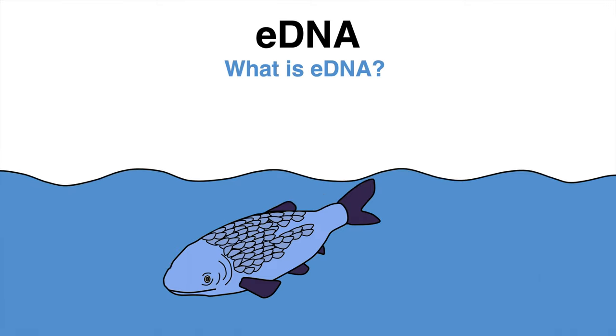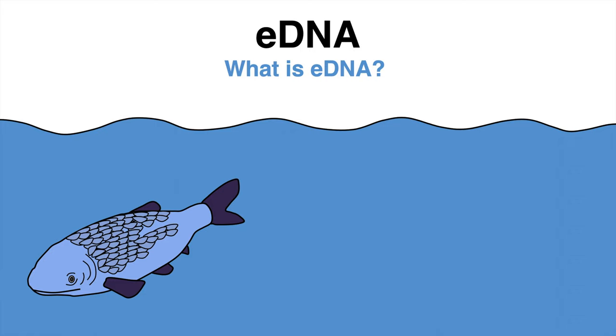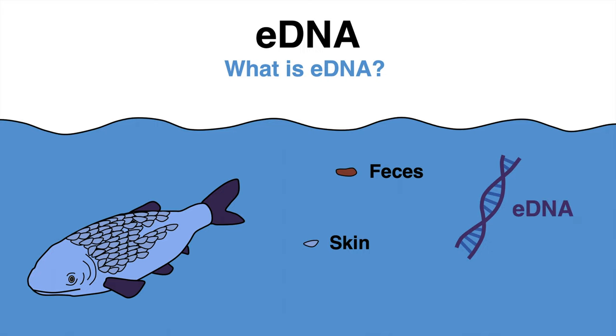To explain what eDNA is, an aquatic environment is taken as an example. Organisms living in it, like this fish, constantly lose genetic material, which is found in excrements or shed skin cells, and those contain DNA. This form of DNA from organisms found in the environment is referred to as eDNA.